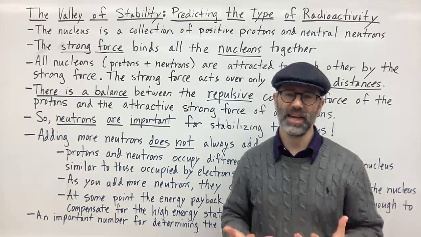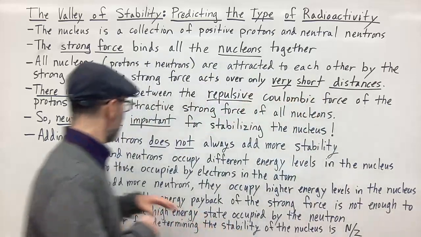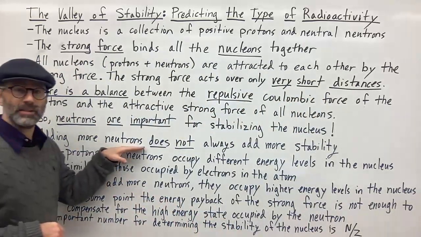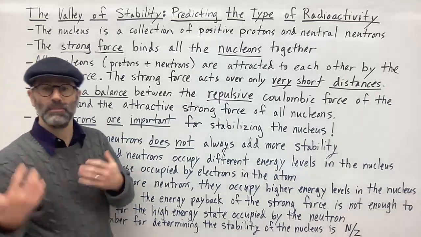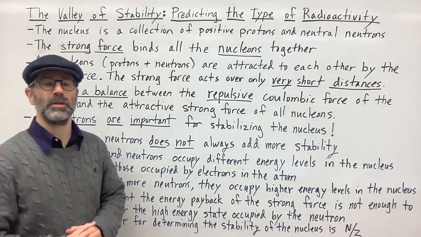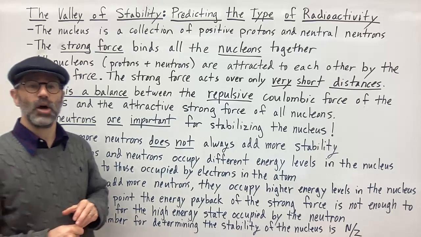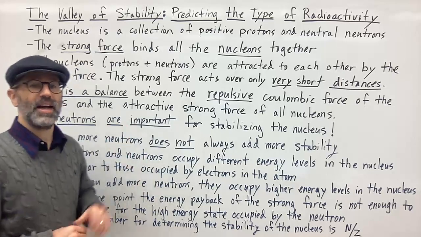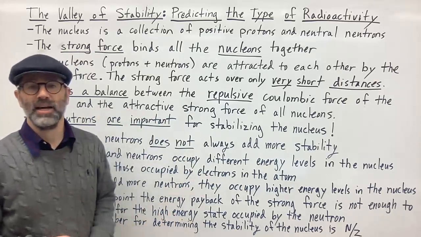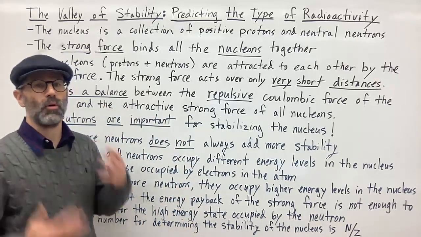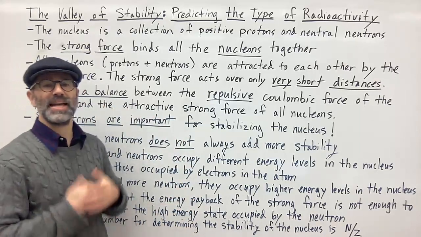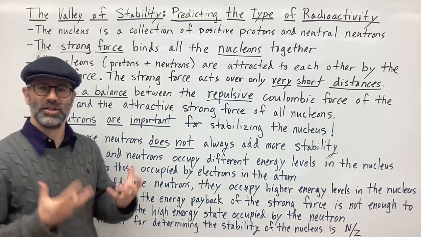However, you would think that if we just keep adding more neutrons, that's going to add more stability and just keep adding more stability. But that's not the case. It's not the case that if you just keep adding neutrons, it's just going to become more stable and more stable and more stable. There is a limit. So why is there this limit?